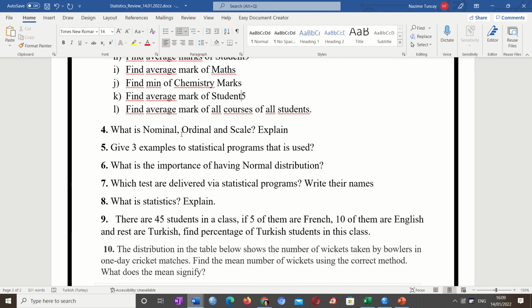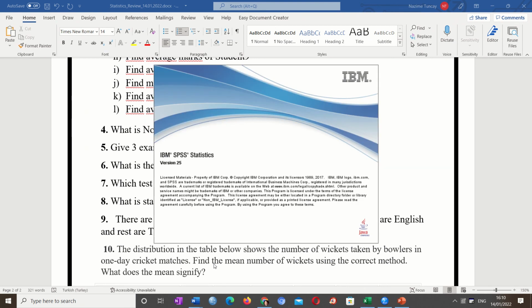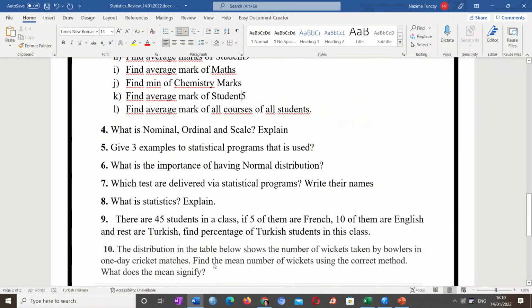Three examples of statistical programs that are used. Yes, who's going to tell me? Excel, we have just used a statistical program, Microsoft Excel. And we have SPSS here. That's another statistical program. Okay? We have Stata, we have MATLAB. These are all statistical programs. We can do statistics. We can have descriptive statistics and analysis with these programs.